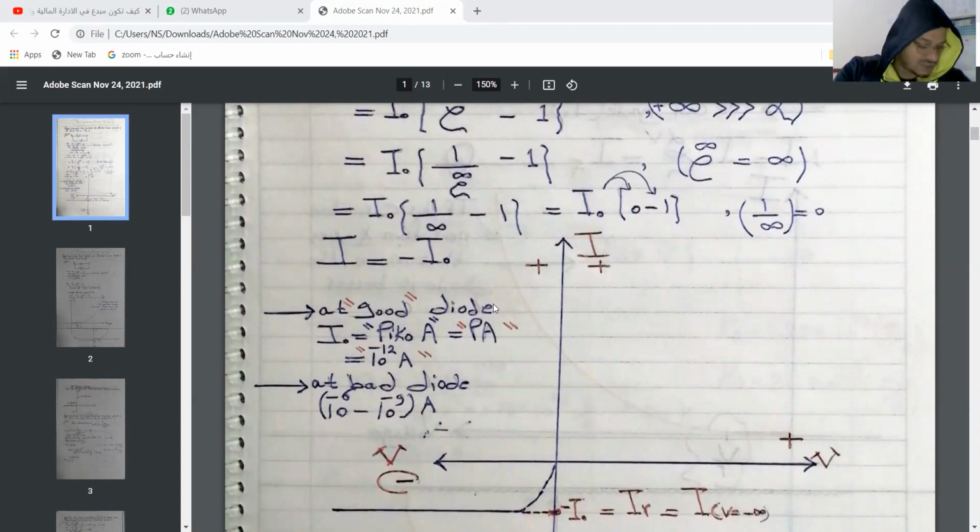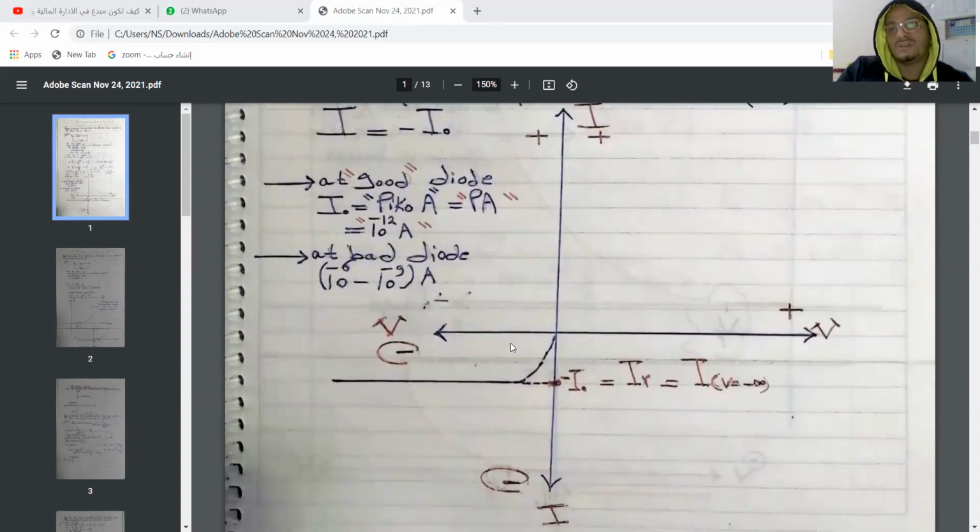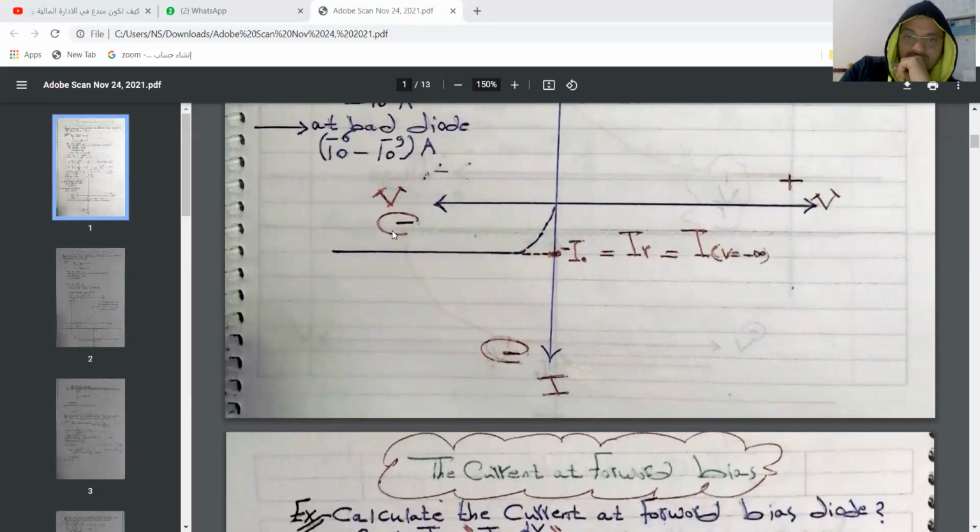At good diode, saturation current will be equal picoampere, that's mean 10 to the minus 12 ampere. And at bad diode will be related with 10 to the minus 6 to 10 to the minus 9 ampere. And at this diagram, this curve will be at the third part, minus minus. After that will be something like linear. This is the saturation current. Like I said before here, reverse current equal minus saturation at reverse bias.